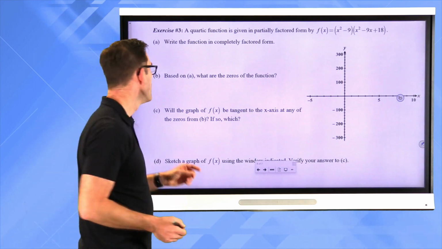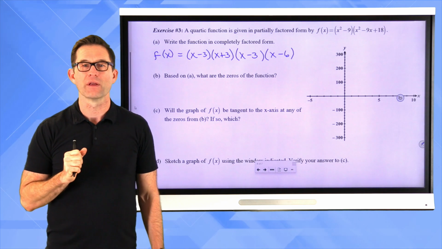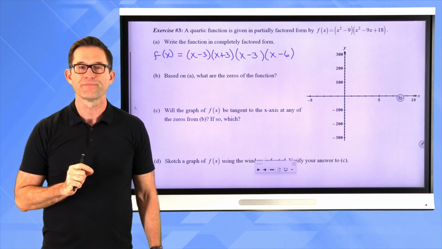All right, here we go. Well, that x squared minus 9 can be factored as x minus 3 times x plus 3. The trinomial, we would have to find two numbers that have a product of positive 18 and a sum of negative 9. Those two numbers would be negative 3 and negative 6. So that trinomial factors as x minus 3 times x minus 6.